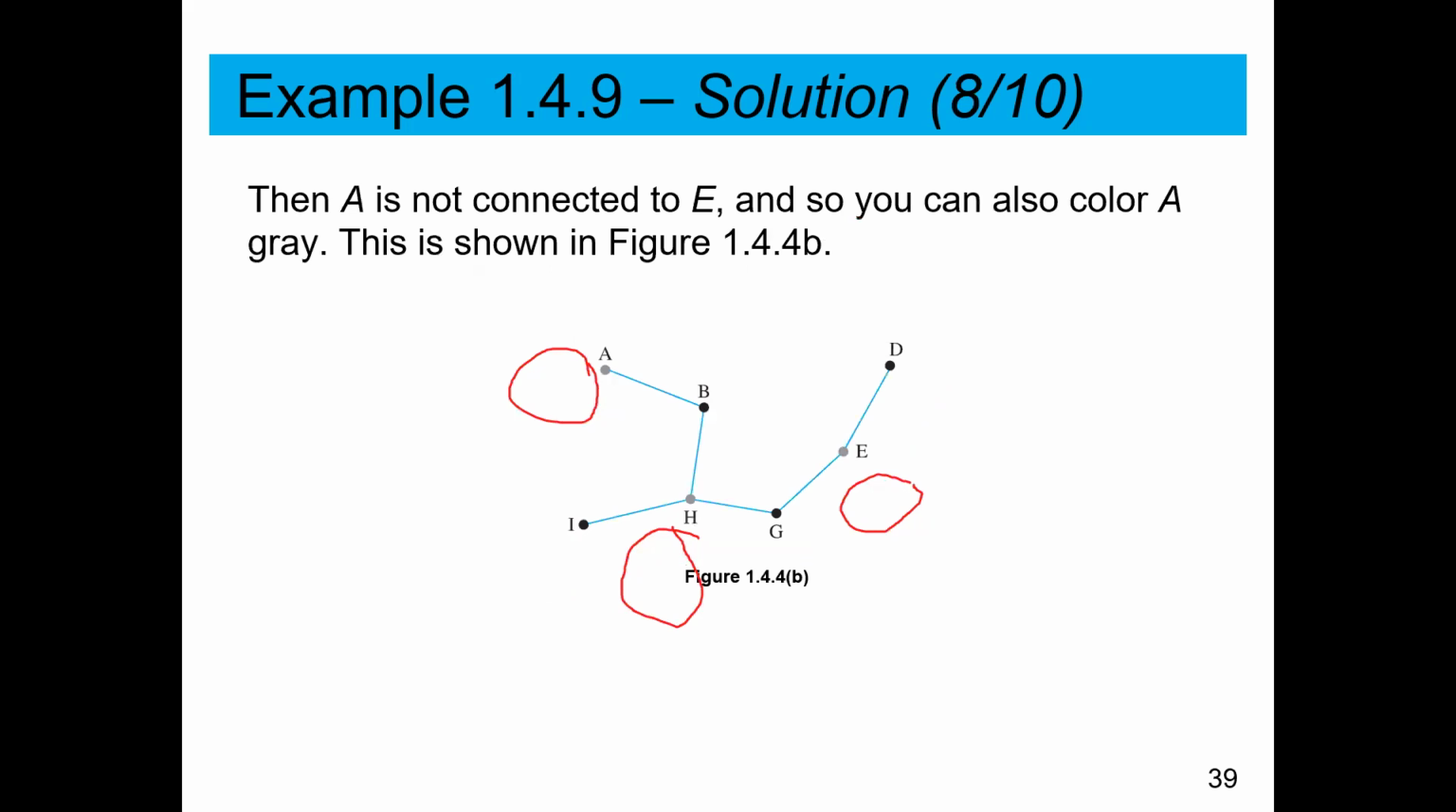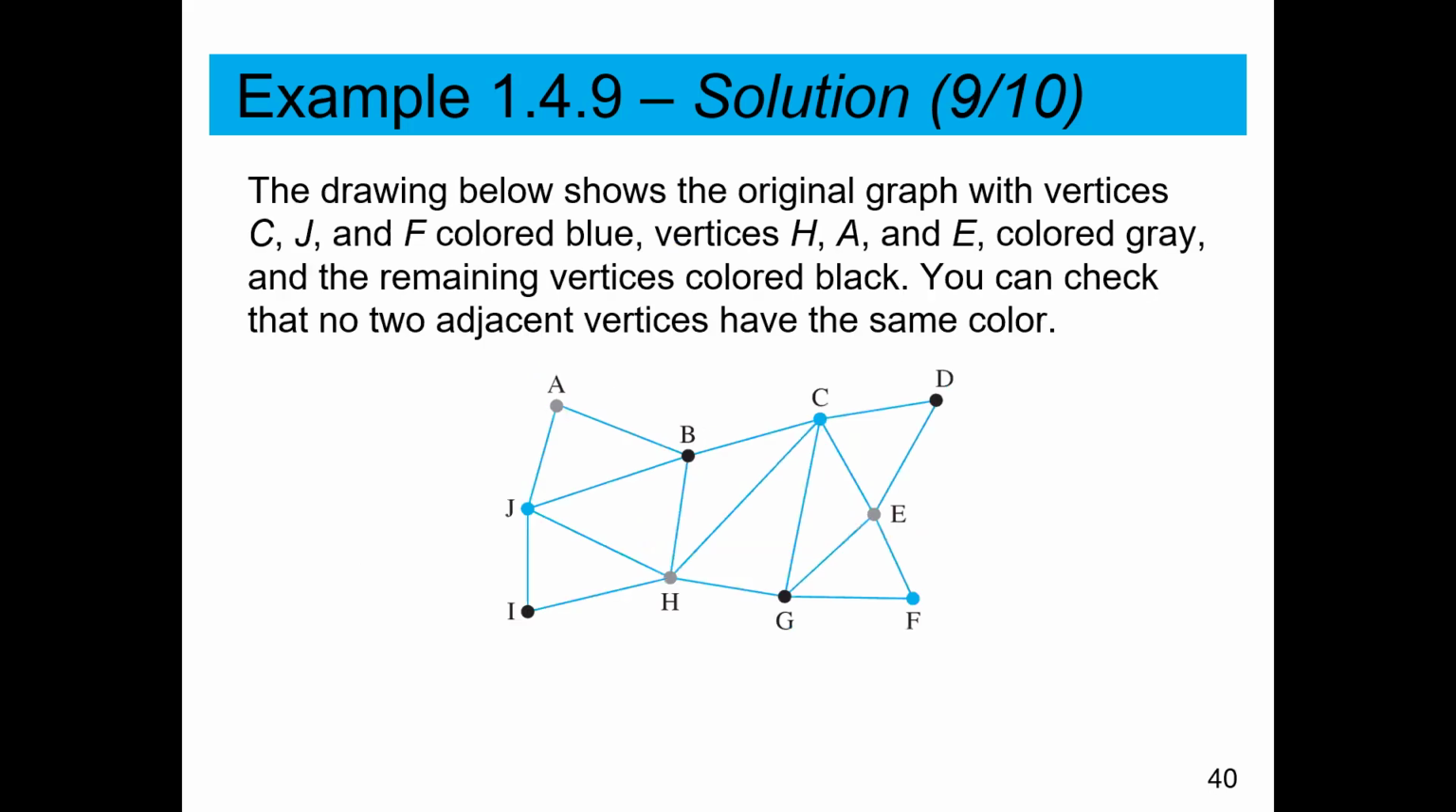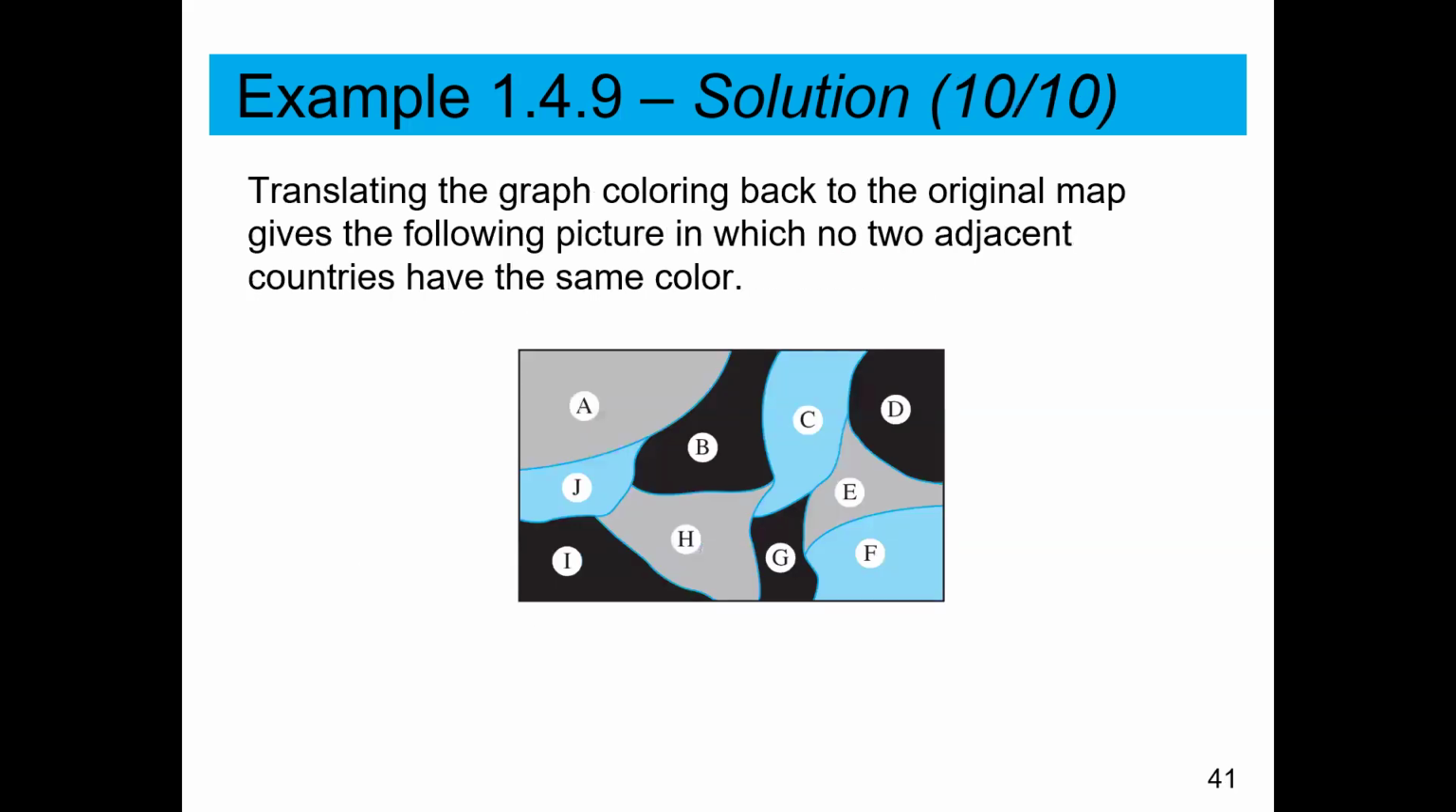I now get it looking like this, and my color shifted. And notice the 4 that are remaining aren't touching each other. And so they all can be black, and that is perfectly fine. So we actually end up with a graph, if we do this, where I have 3 colors, blue, gray, and black. And if you just take the same colors and transfer them to your original picture, it looks like this.